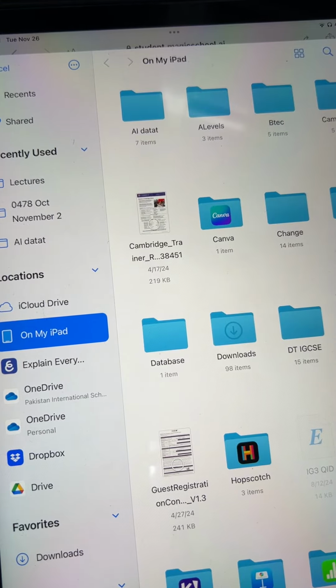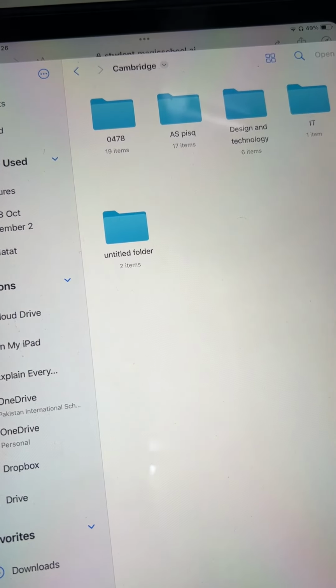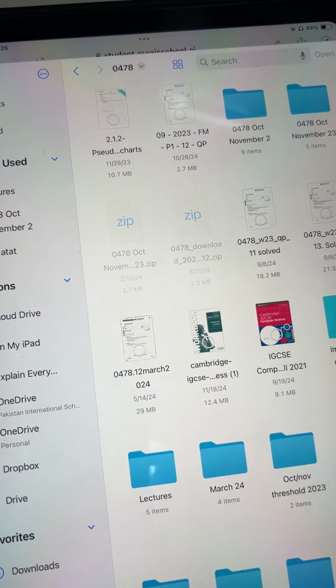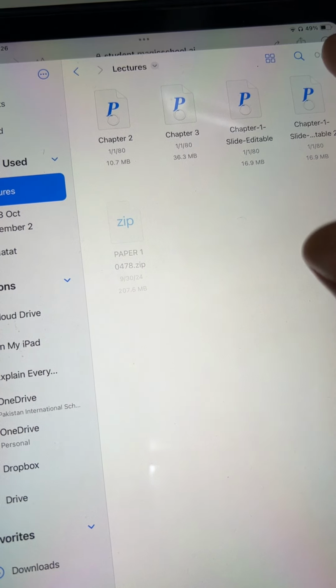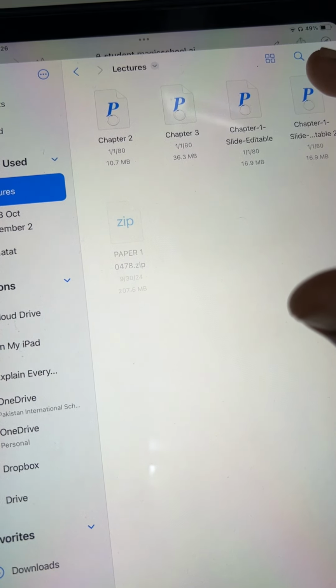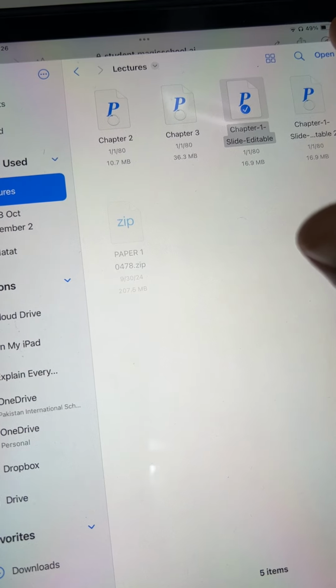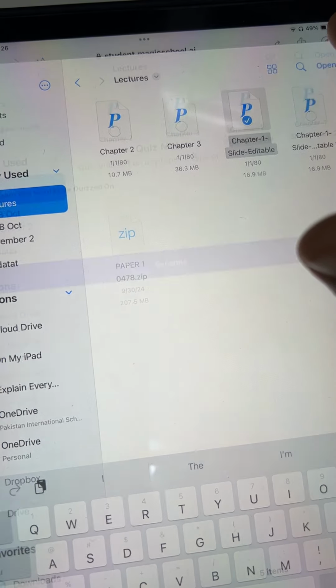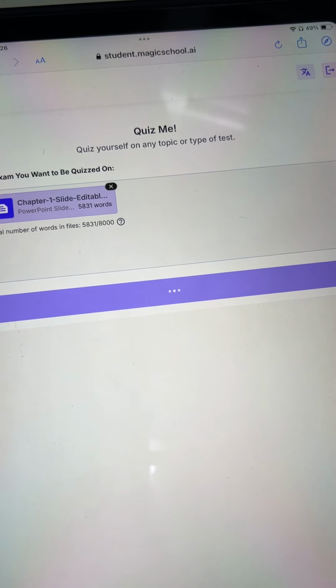I'm going to choose one of the files. Maybe I have some of the units here. This is your course, and I'm going to work with the lectures, with chapter number 1. I'm going to add it. You can open multiple files in it. So I'm going to open it and generate. It's going to generate the Quiz Me and give the questions.